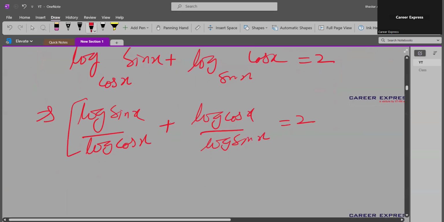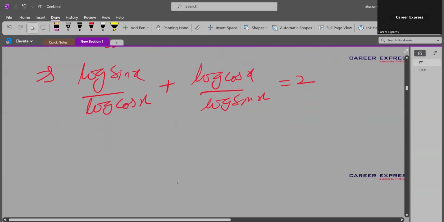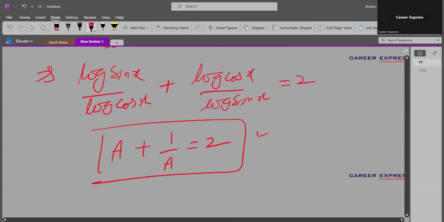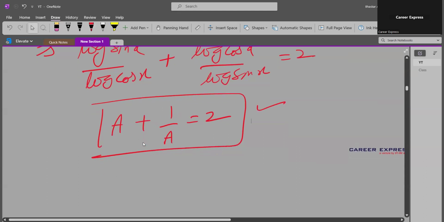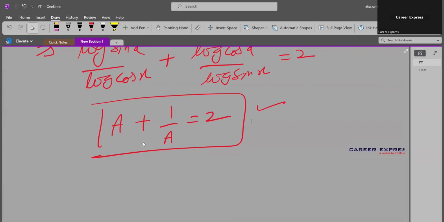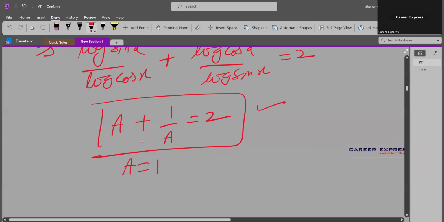Now, both of them are reciprocal of each other. So that is equal to the sum of a number and its reciprocal, which is 2. Now that is possible only when the number is 1. The sum of a number and its reciprocal is exactly equal to 2. If that's the case, that means the number has to be 1. So a must be 1.